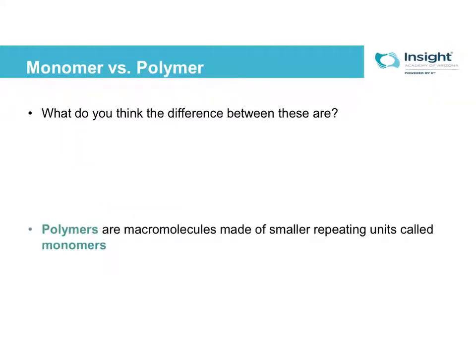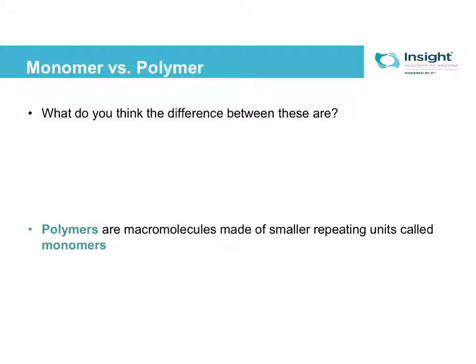All right, so polymers are macromolecules, big molecules that are made out of smaller repeating units that we call monomers. All right, so polymers are these big giant things that are made out of little teeny tiny pieces that repeat themselves.